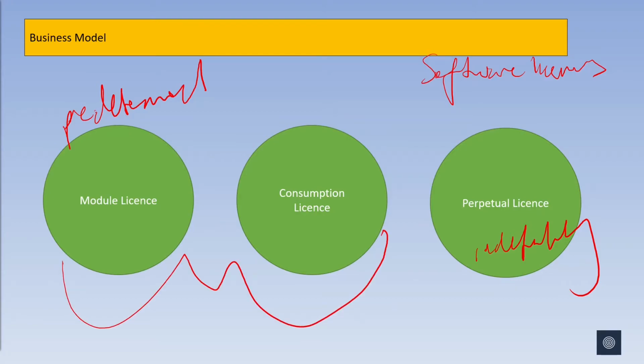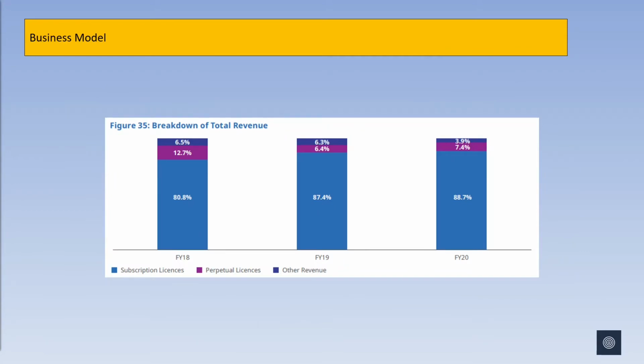These subscription licenses reflect most of their revenue, and in FY 2020 it represented 88.7%. This is good since the subscription licenses usually occur for multi-year terms, which stabilizes and establishes a solid and reliable base of revenue.